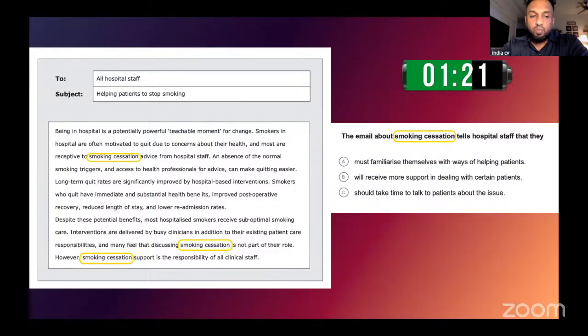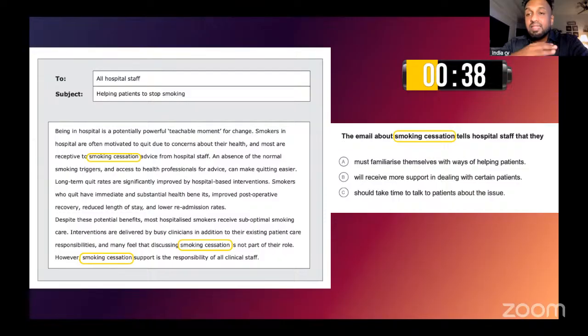I can find it in the second last line. What does it say? Interventions are delivered by busy clinicians in addition to their existing patient care responsibilities, and many feel that discussing smoking cessation is not part of their role. Two things I understood. First, whenever a hospital staff gives the advice, they listen to it. Second, the staff feel that this is not my job. And the last one says, however, as I told you, however is a word where the change happens. So the author is trying to recommend something. What does he say? However, smoking cessation support is the responsibility of all clinical staff. So this is an email.